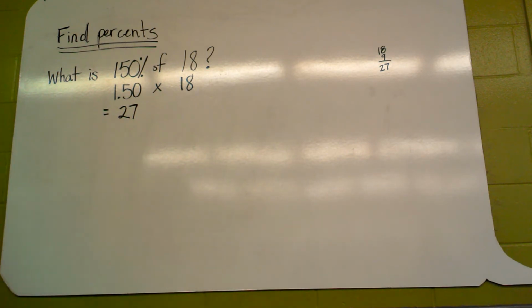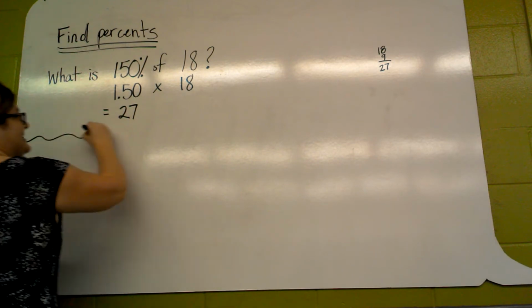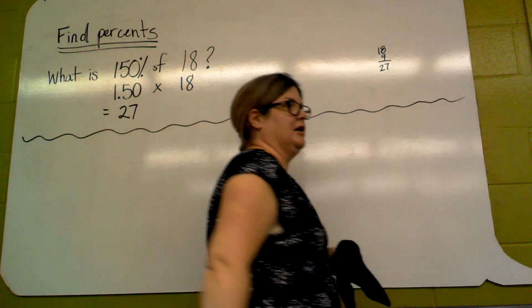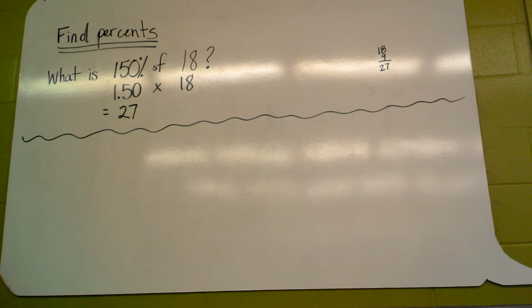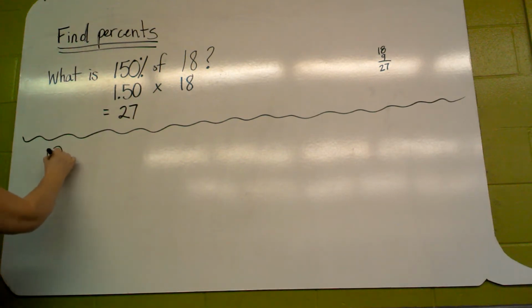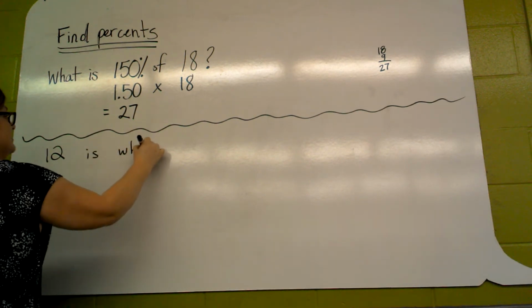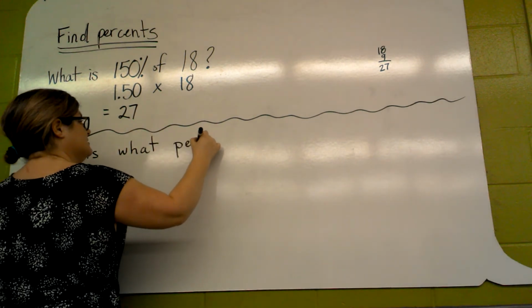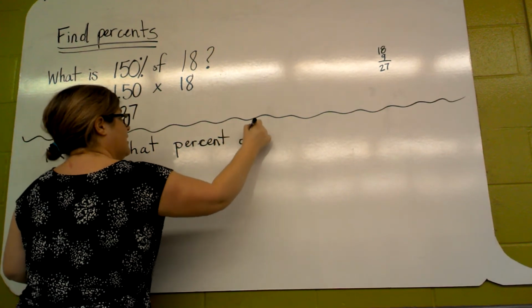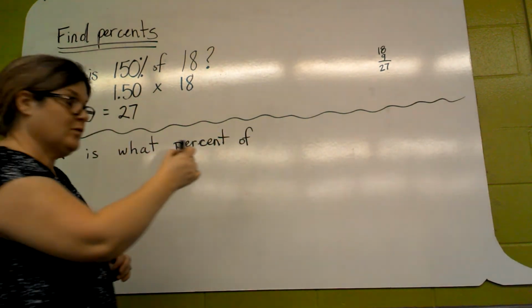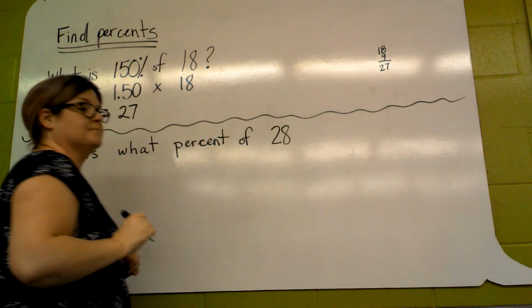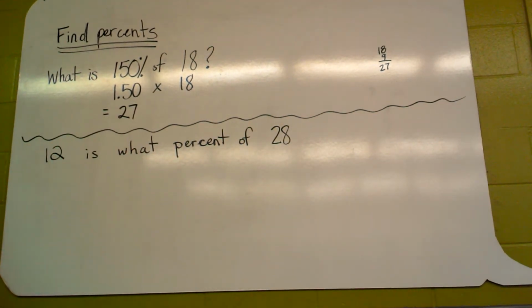Okay, here we go. That is one kind. And so we had people following these rules, and then all of a sudden on the computer on Khan Academy, a different wording would come up, like this. 12 is what percent of 28?